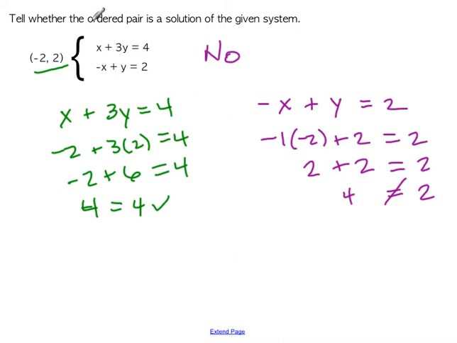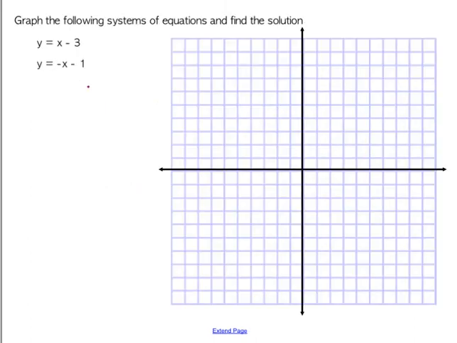Those are some examples of how we test the ordered pair to find out if it's a solution. In the second half of this video, we are going to look at the second part of our objective, and that's graphing the following systems of equations to find solutions. So in this case, we're going to look at our very first equation here, which is y equals x minus 3, and we are going to graph it.